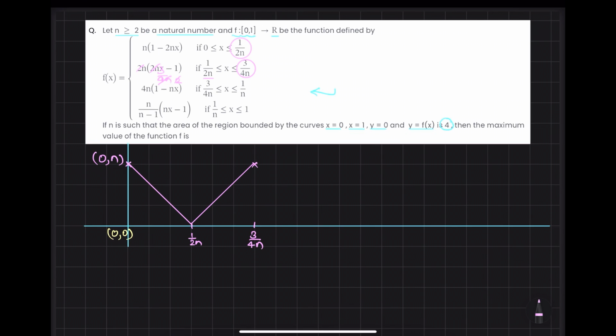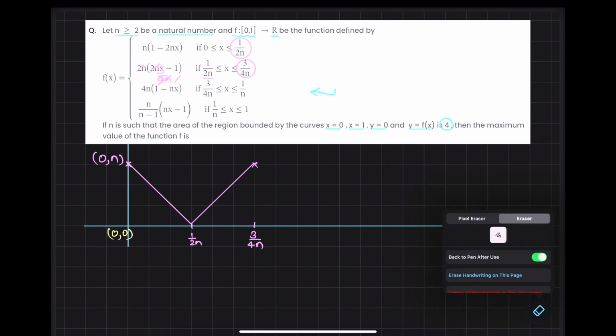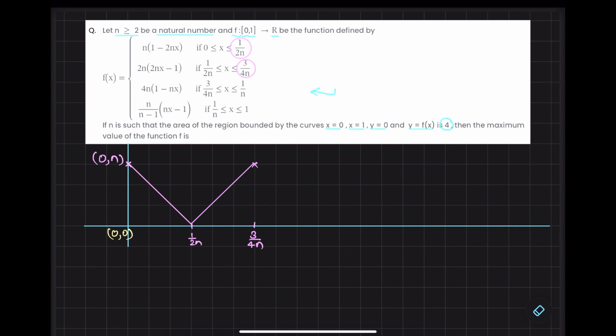Now let's proceed with the next definition. The only energy you have to invest is to break down the question. That's it. And things will be almost done. Now we have 3 by 4n.